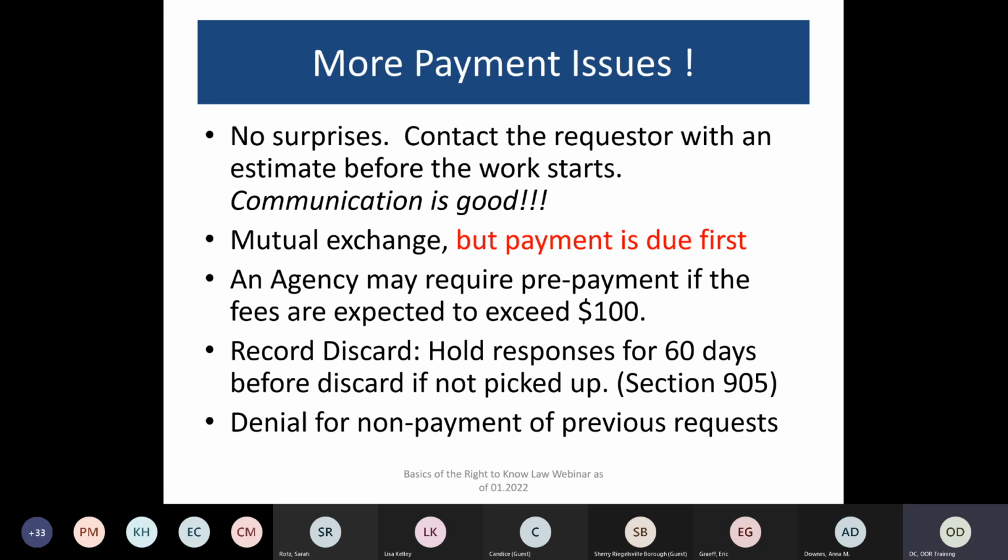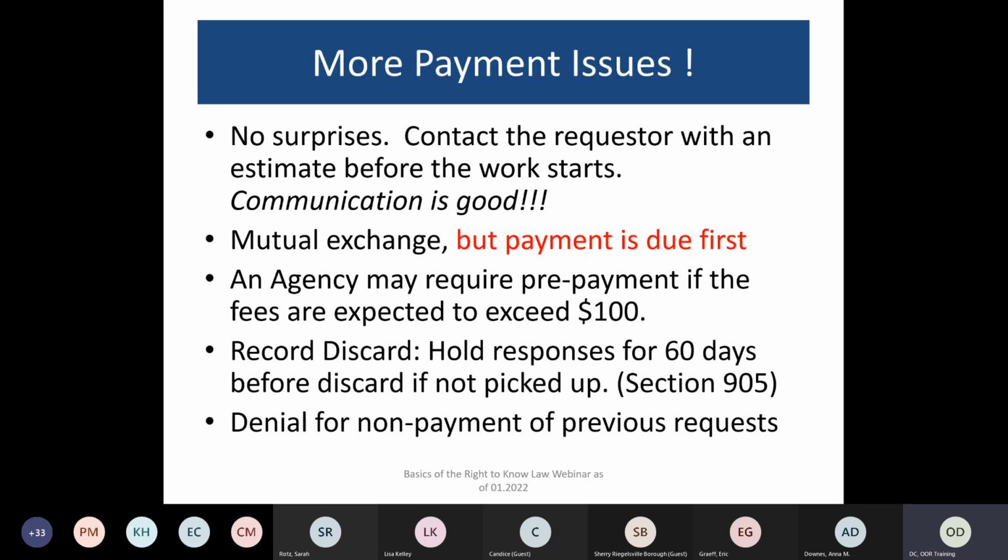Then let's say they still want the records. Well, they have to submit a second right to know request. And chances are it's going to cost them another $30. But you don't have to process that second request until they've settled up payment for the first one, the $30.